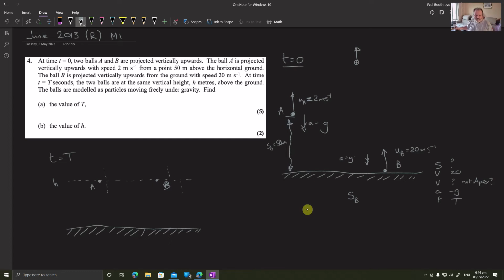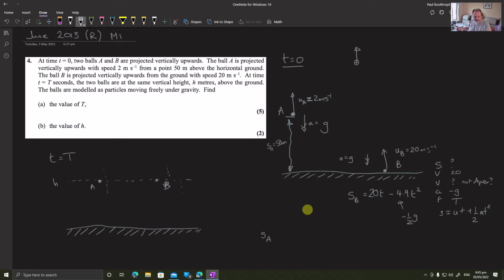So let's write this equation for B. S equals ut add on a half at squared formula. That's the one we're going to need. So that S is going to be 20t minus a half of g, which is minus 4.9 t squared. Okay. So that's where this is a minus a half g, saying that g is acting downwards against the direction of travel. Then we have to do the same thing for A.